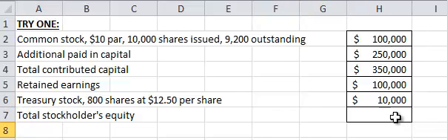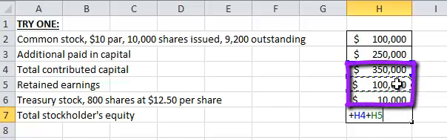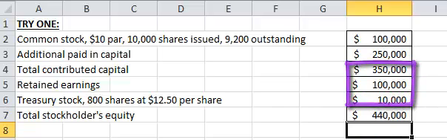$12.50 per share. What is total shareholders' equity? It's contributed capital plus retained earnings minus treasury. Remember to subtract out treasury. Don't add it in. It may not have brackets on it. You may wish to put brackets on it to remind yourself, but you have to know it's a minus even when you don't see the brackets.